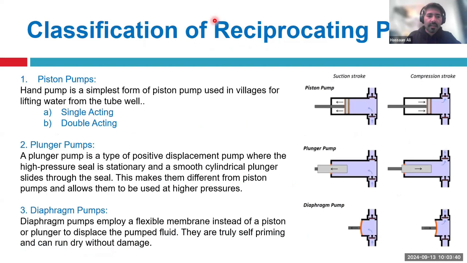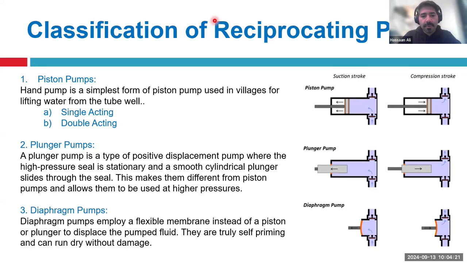There are essentially three types of reciprocating pumps. The first are called piston pumps. These are very commonly used in the industry. We will see one example of the piston pump in the coming slide. There are plunger pumps, and then there are diaphragm pumps. Piston pumps can be of two types, single acting and double acting, which we will talk about in coming slides as well. Essentially, single acting means you have one suction stroke and one discharge stroke. So in one back and forth motion, when the piston moves in one direction there will be a suction, and when it moves in the other direction there will be a discharge.